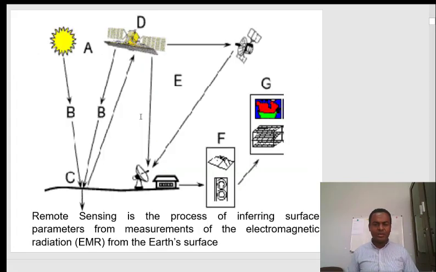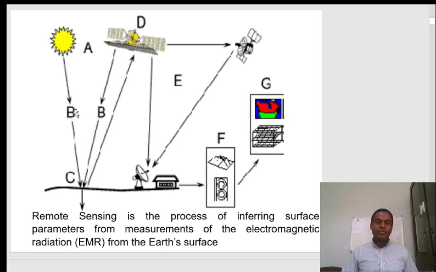So here is one pictorial example of remote sensing. This is an example of passive remote sensing. It all starts from an energy emanating from the sun. The sun radiates energy, which propagates through the atmosphere.